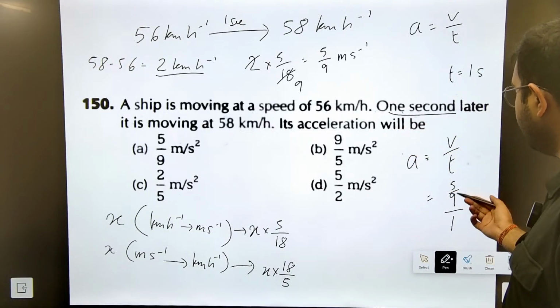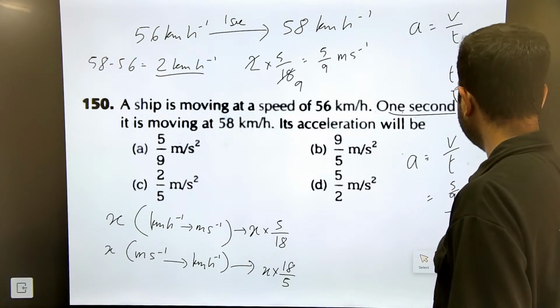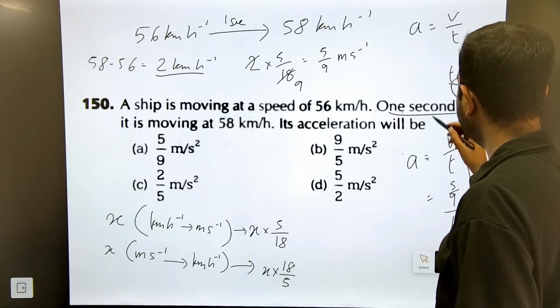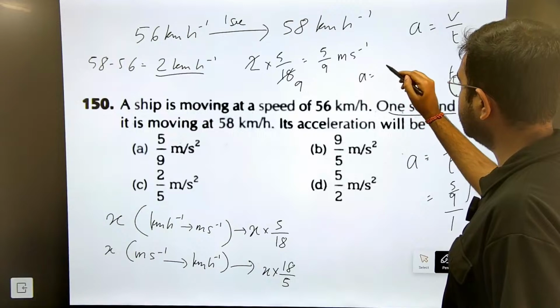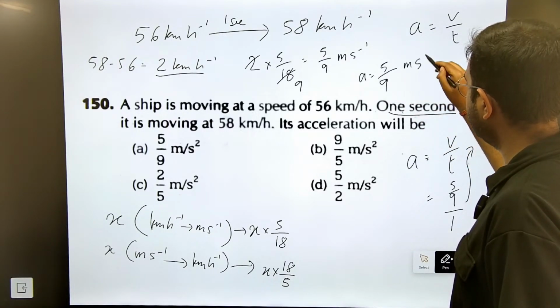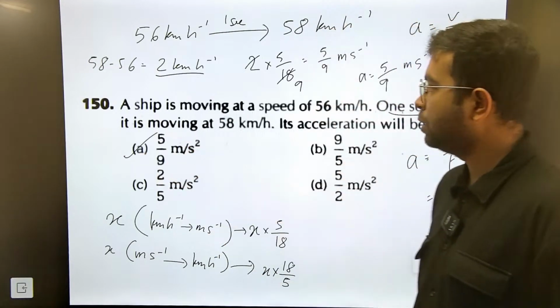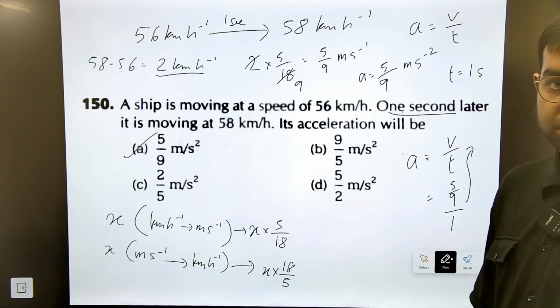Okay? So 5 by 9 by 1, what answer do we get? The answer we get is that acceleration equal to 5 by 9 meter per second square. So the correct answer is option A, 5 by 9 meter per second square.